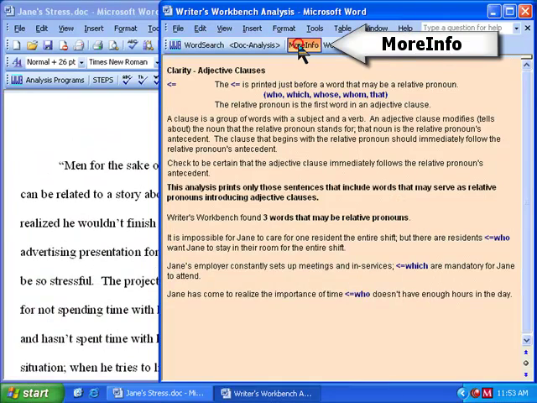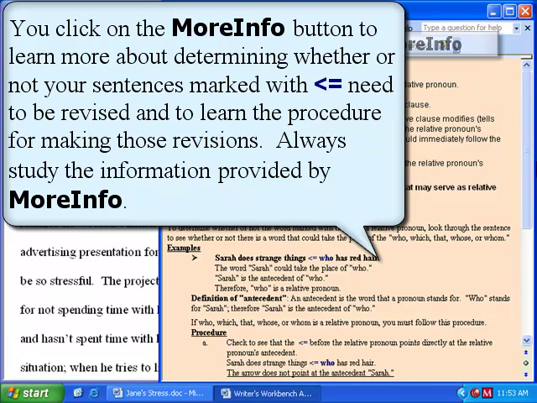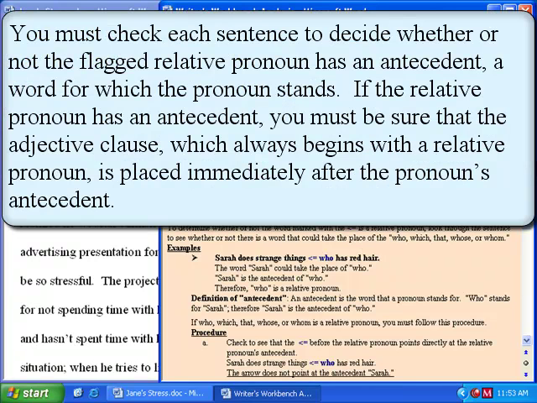You click on the More Info button to learn more about determining whether or not sentences marked with this flag need to be revised and to learn the procedure for making those revisions. Always study the information provided by More Info. You must check each sentence to decide whether or not the flagged relative pronoun has an antecedent, a word for which the pronoun stands. If the relative pronoun has an antecedent, you must be sure that the adjective clause, which always begins with the relative pronoun, is placed immediately after the pronoun's antecedent.